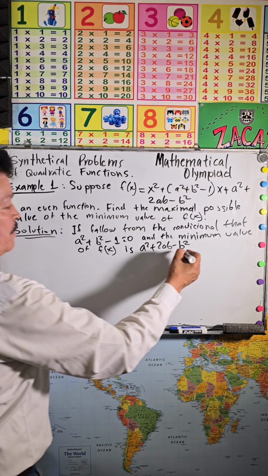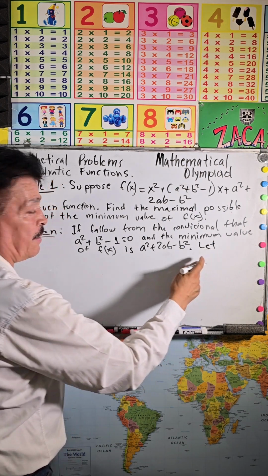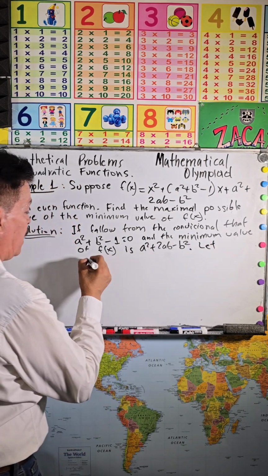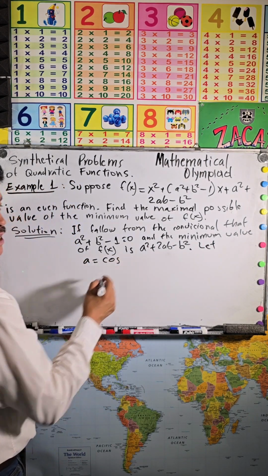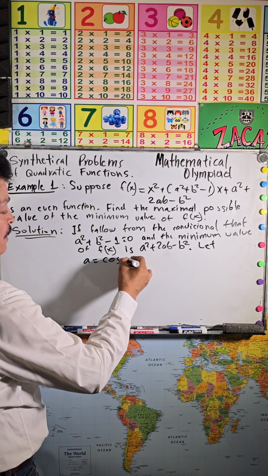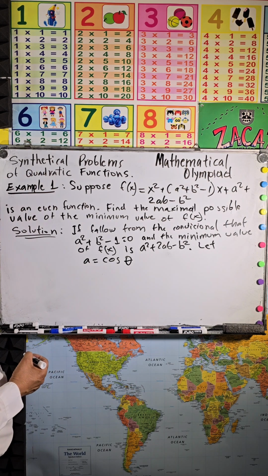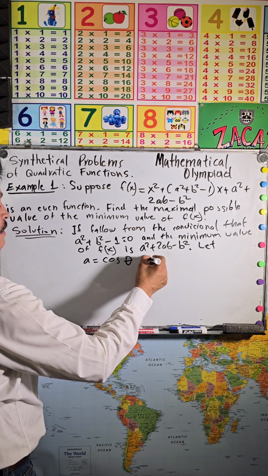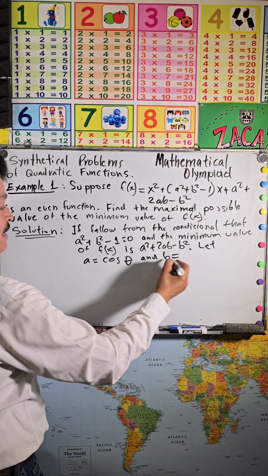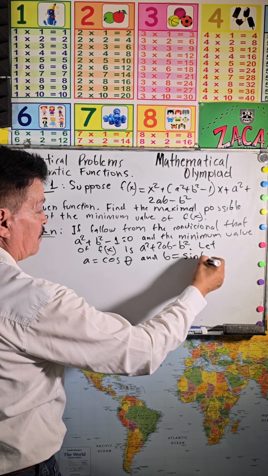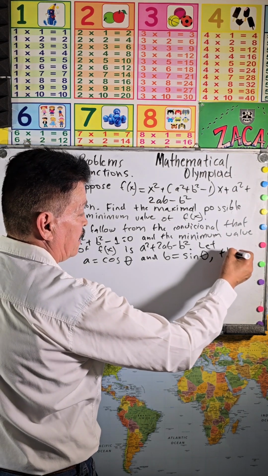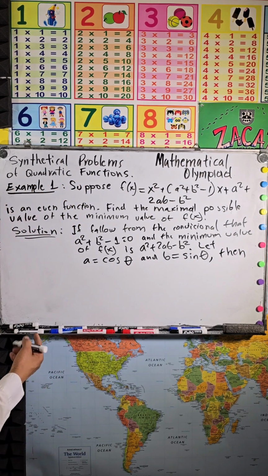So let's write a equals cosine of an angle, and b equals sine of the same angle. Then we just follow all the steps in this kind of problem.